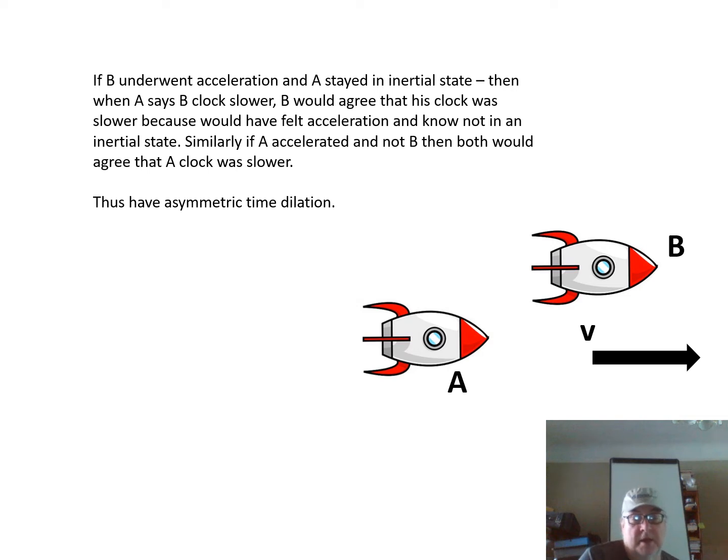If B underwent acceleration and A stayed in an inertial state of rest, then when A says B's clock runs slower, B would agree that his clock was slower because he would have felt acceleration and is now not in an inertial state. Similarly, if A accelerated and not B, then both would agree that A's clock was slower. Thus we then get asymmetric time dilation.